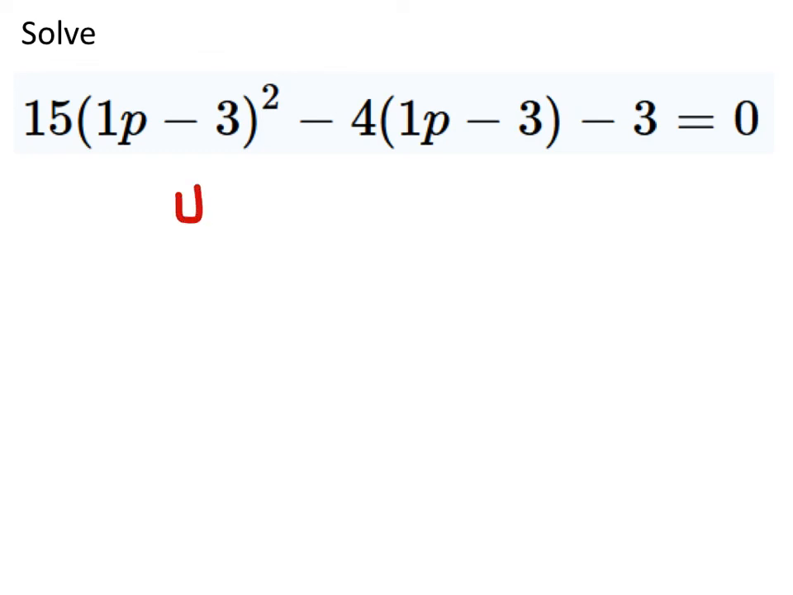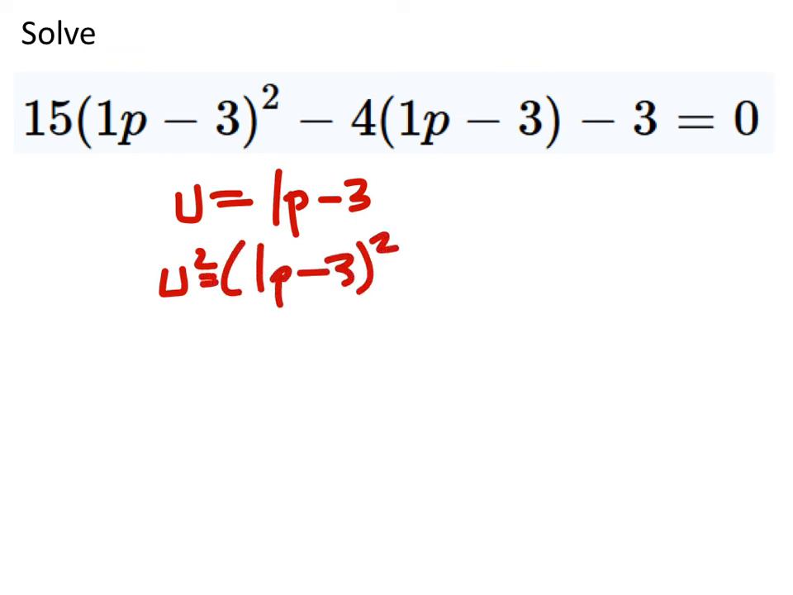So we're going to say that u is 1p minus 3, or just p minus 3. So u squared would be the same 1p minus 3, but we're going to square that binomial. Well, this gives us, missed that 15 there, 15u squared minus 4u minus 3. This needs to equal 0. So we have a coefficient of u squared now that is not 1. So this is going to require factoring by grouping, right?